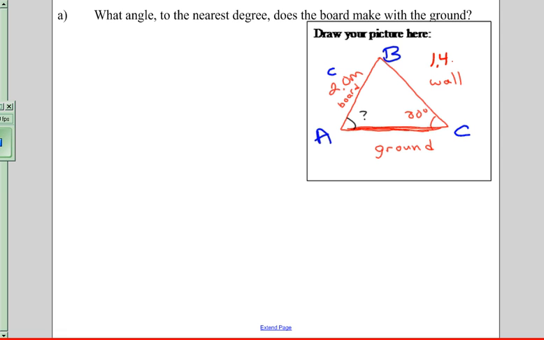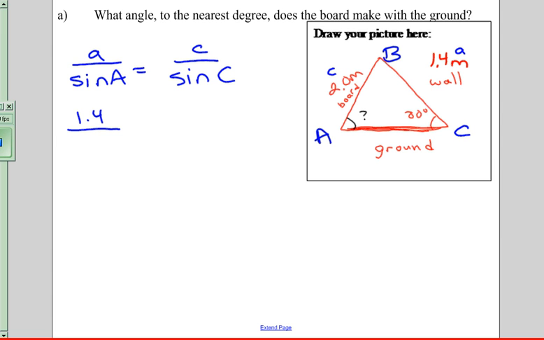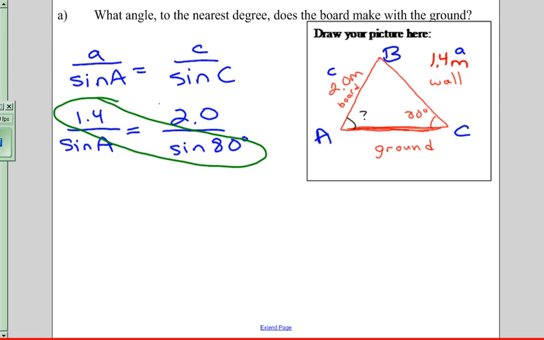The other piece of information we need to use, there it is. So we are going to use A and little a and C and little c. So little a over sine A equals little c over sine C. Choose any two ratios depending on what you need in the question. So 1.4 over sine of an angle we don't know, sine A, equals 2.0 over sine of 80 degrees. Then we will cross multiply. So 1.4 multiplied by sine 80 divided by 2, so sine A is isolated.